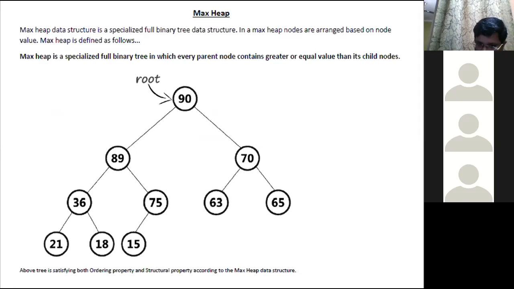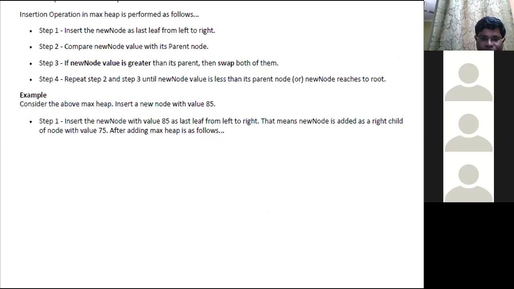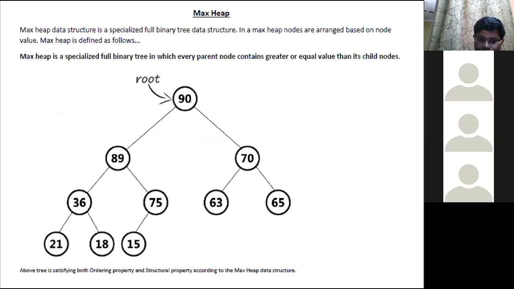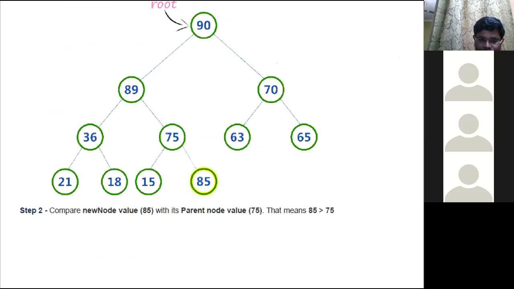And if another element comes at the same time, it will go to the left of this. The next element that comes will go to the right of this. Again, the next element will go to the left of this. The next element will go to the right of this. So since we are only going to insert 85, 85 will go to the right of 75. Now the tree will look like this. 85 will be placed here.